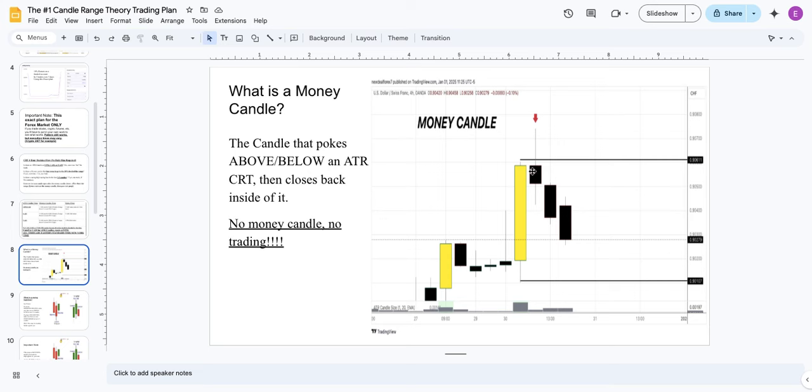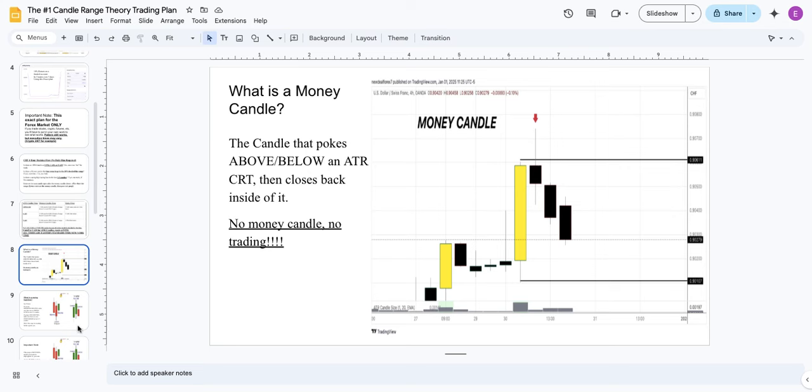Okay. If you don't see this candle after the ATR, so let's say this is 5 a.m., and then this is the 9 a.m. 4-hour candle. If this candle is not present, if the next candle closes above the range, there's no trade there. All right. It has to go above it and then close inside the range. All right. So this is the most important candle out of the three.